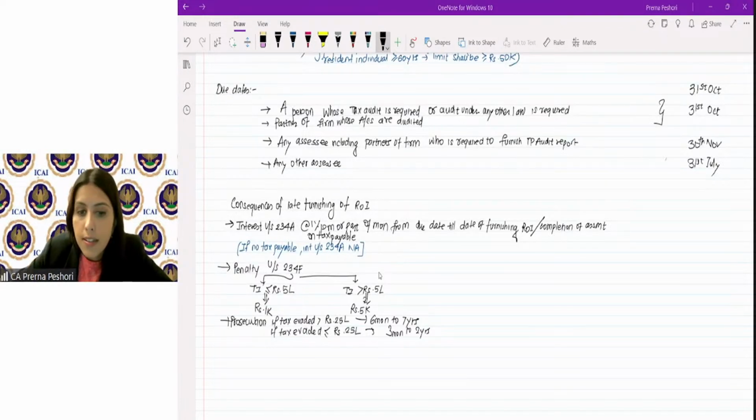Yes or no, students? So the prosecution will not be initiated if, for example, you have furnished the belated return or an updated return. Are we clear? So the prosecution will not be initiated if you furnish the updated return or the belated return. Okay? So just write down.